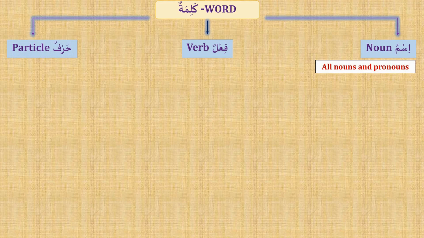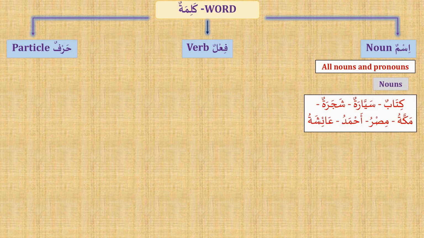That includes all nouns and pronouns. Nouns like animals, objects, proper names of people and places. Some examples of nouns are كتاب, book, سيارة, car, شجرة, tree, Mecca, a city, Misr, Egypt, Ahmed, and Aisha are proper nouns.